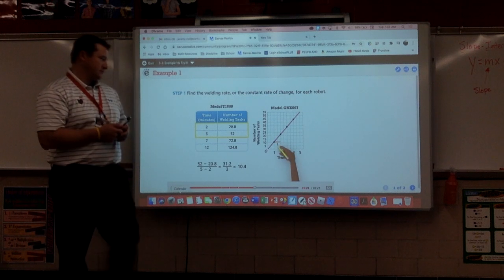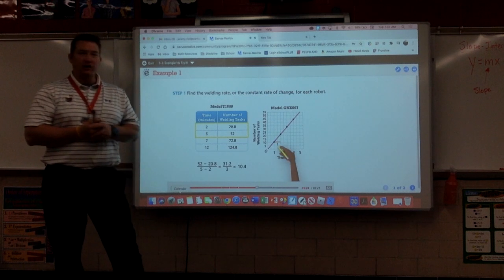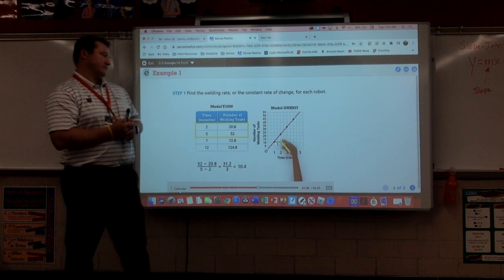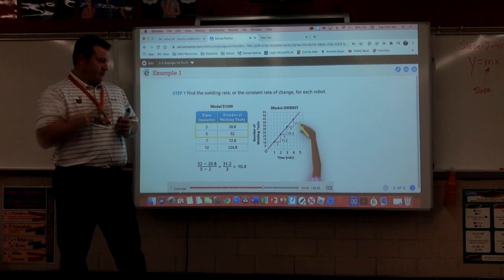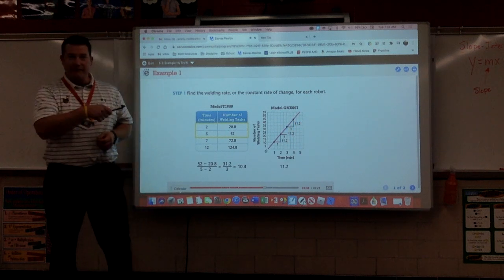The chart for the GNX 007 robot shows that for each minute of work, the robot completes 11.2 tasks. It also shows that the rate is a constant. Terrible numbers. 11.2 tasks per minute. Luckily, we didn't have to do anything with that.